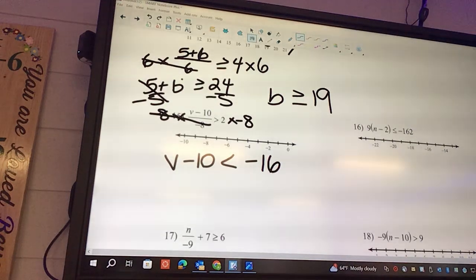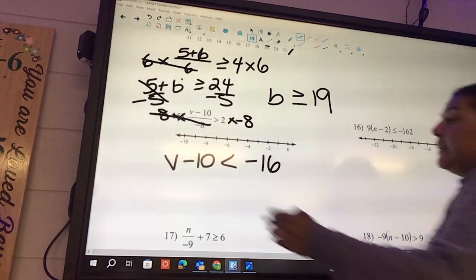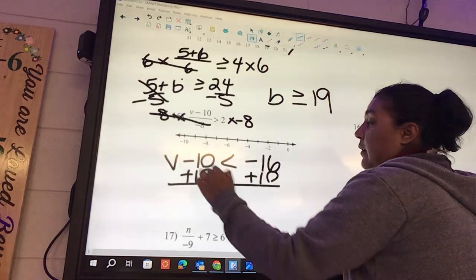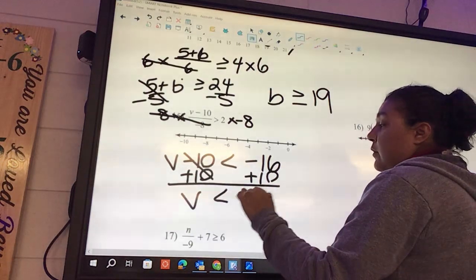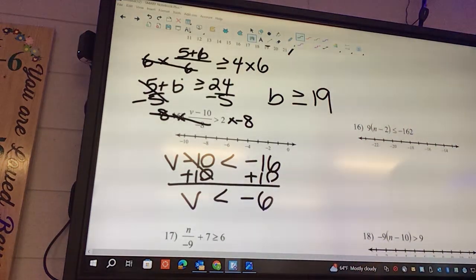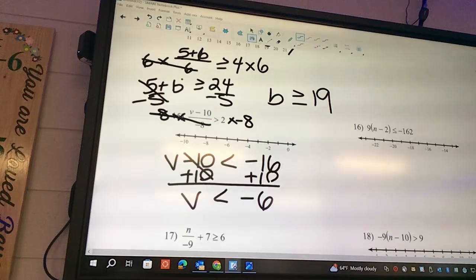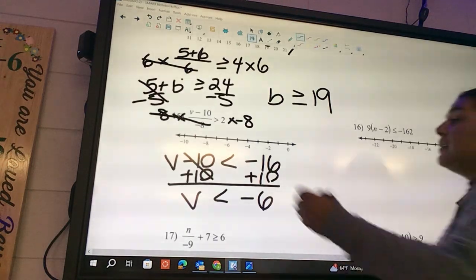Okay, and then what? Who needs moved? The 10 needs moved, so we're gonna say plus 10, plus 10. So we're gonna get negative 6. Okay, is that gonna be open or closed? Open on the 6.